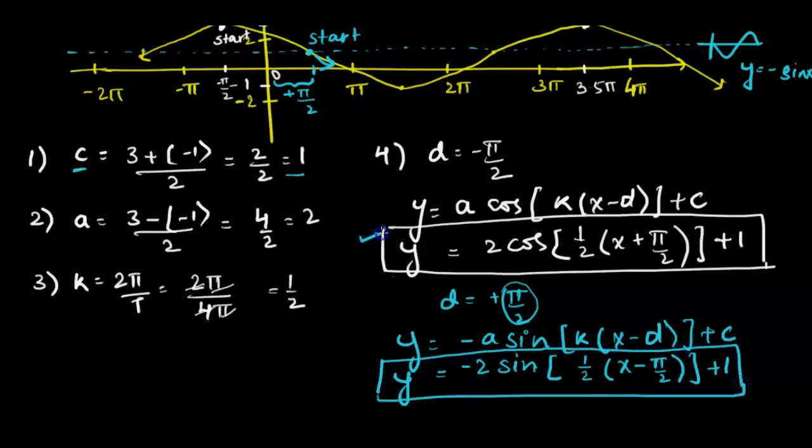And this is finally how we get the two equations, one in the cosine function form and one in sine function form, for a given transformed trigonometric function graph.